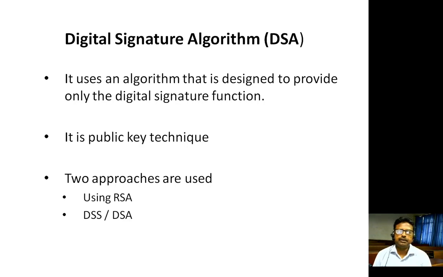Now, to obtain the digital signature function, there are two approaches with which the digital signature algorithm can be implemented. Of course, this digital signature algorithm will be using public-private key combinations as a part of asymmetric cryptography, in which encryption and decryption are both done with two different keys, but both the keys are unique keys.